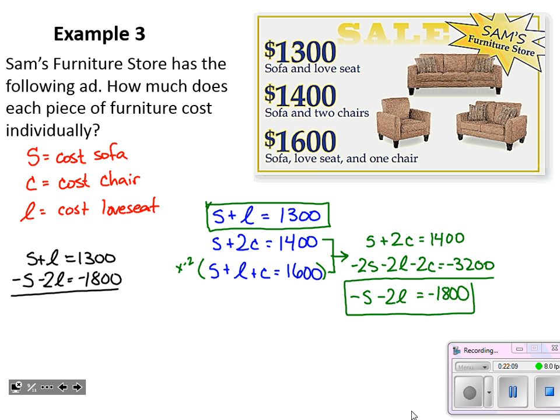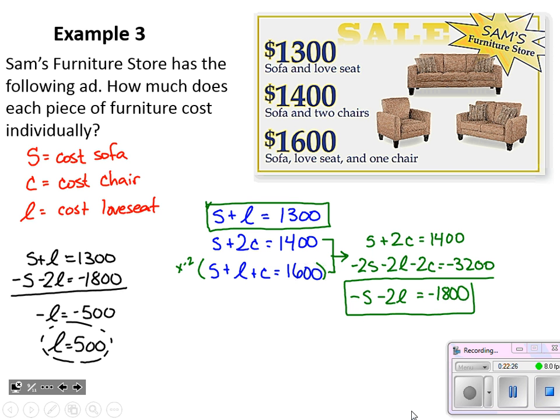Oh, and look at that. It's already set up beautifully to eliminate the S's. So I get -L equals -500 when I combine the like terms. That means L equals 500. Again, I'm going to hang on to that value.